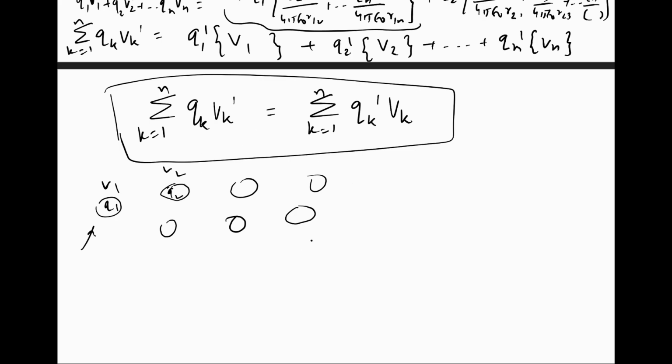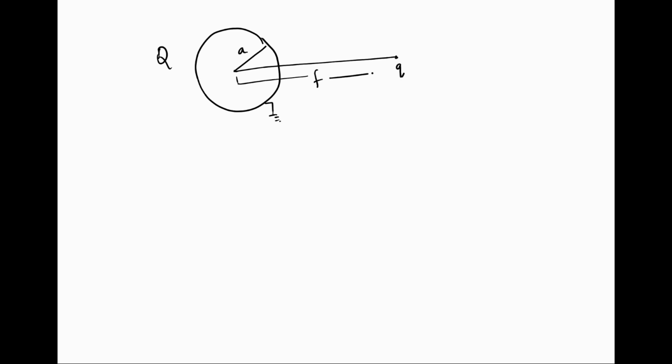So let us try to use this theorem and implement it so that we can understand the meaning of this theorem. Let us say there is a conducting sphere. Let us say it is given charge Q, and it is grounded. Its radius is a. Now we are told that there is a charge Q at a distance f from the center of this conducting sphere. Now we want to see what can be the equivalent charge for this system of this conducting sphere.